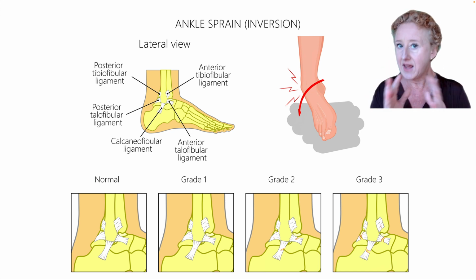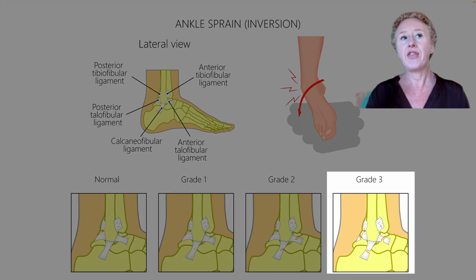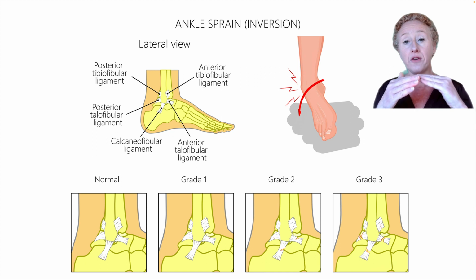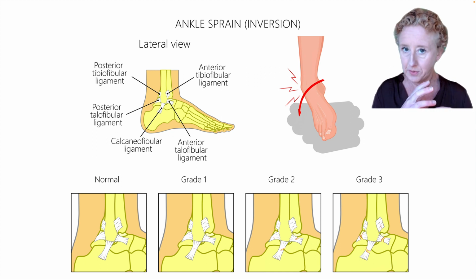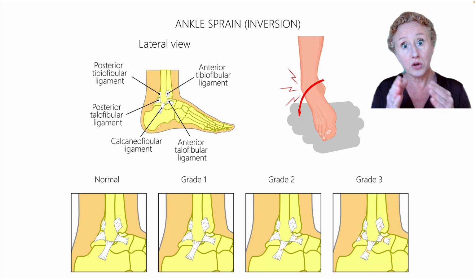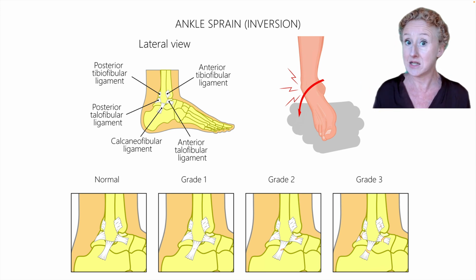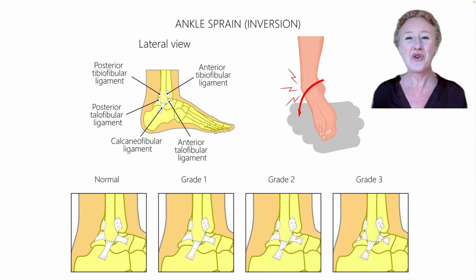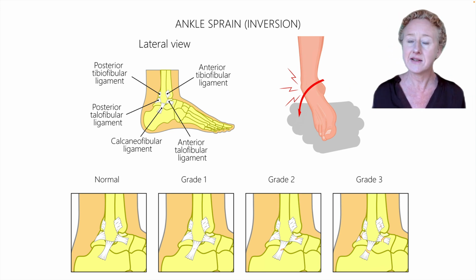Grade 3 is really where we've torn the whole thing. We call that a rupture. That's where you've torn the full thickness of the ligament, and now we've got quite notable instability at that joint. We're going to also talk later on about those grades of injury in terms of their healing times, because the different grades have longer healing times. Obviously, the more severe the injury, the longer it takes to heal, but we'll get into that a little bit later.